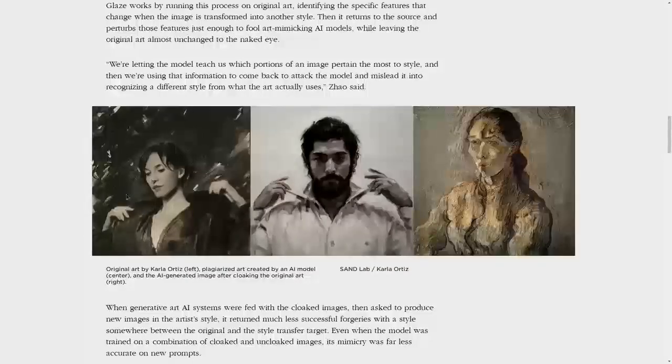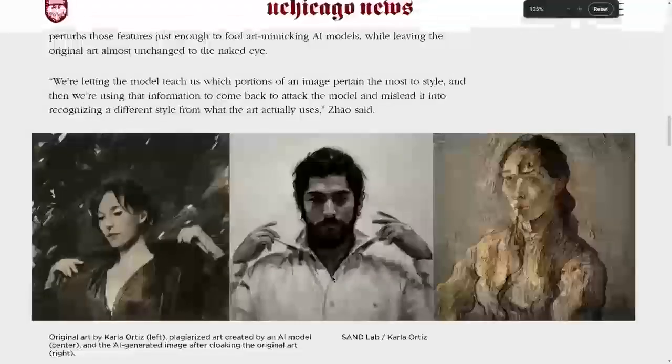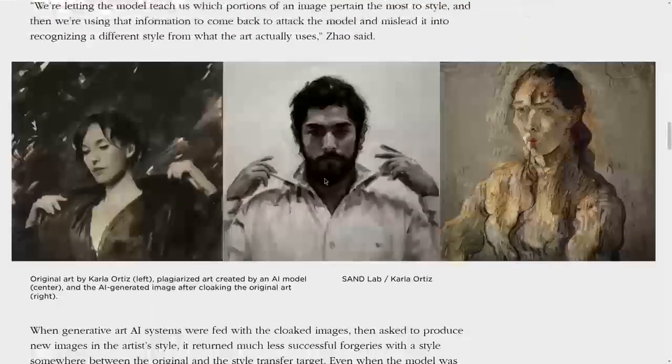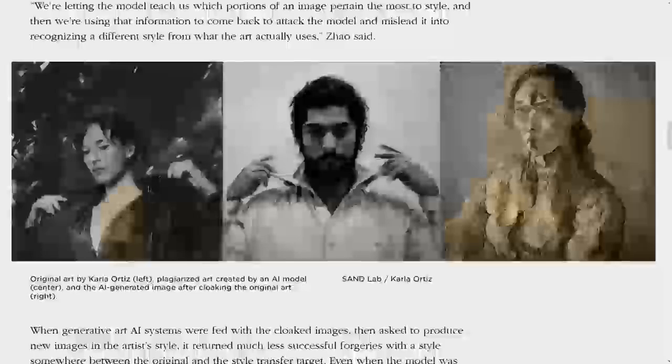So on the left is an original work of art by Carla Ortiz, and the middle one here is considered to be plagiarism, right? It's a plagiarized version that's created with AI, in the same style and whatnot. And on the right is what the AI would produce when it's trained on a cloaked version of this original artwork.